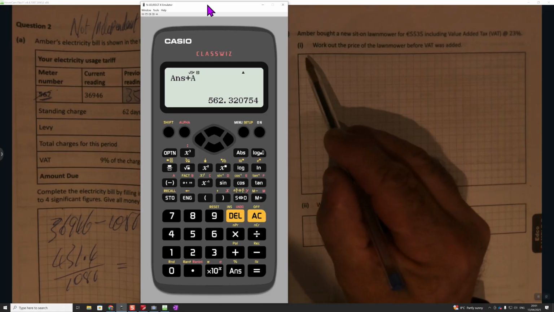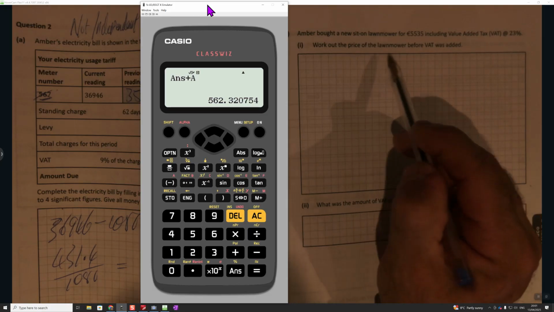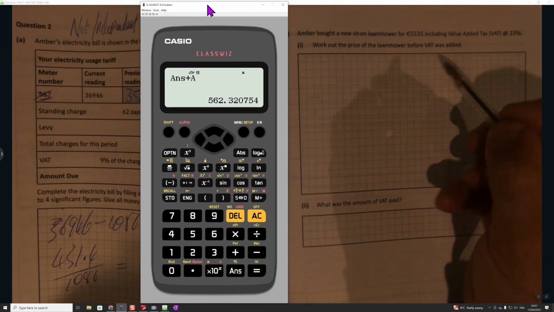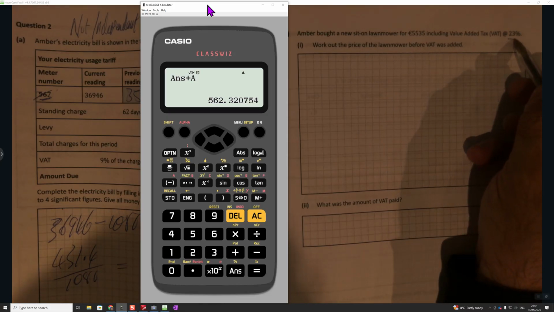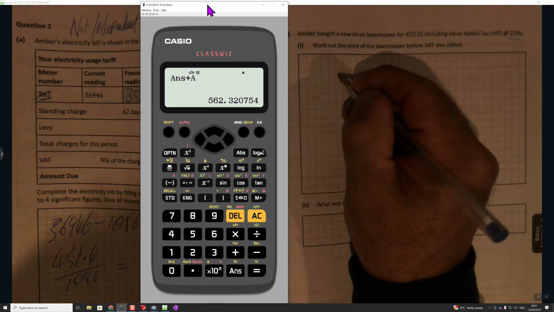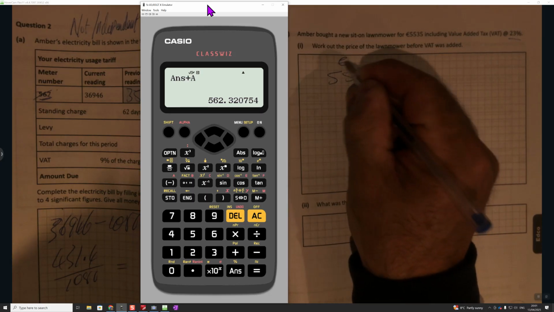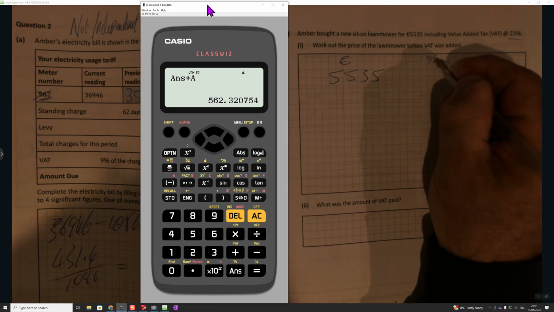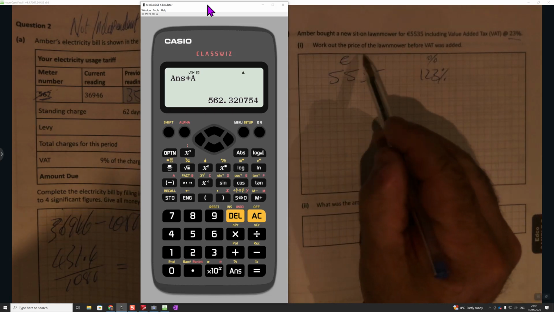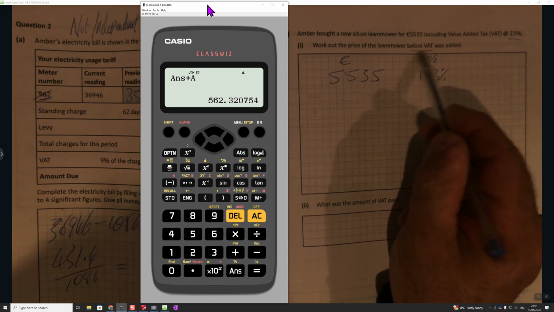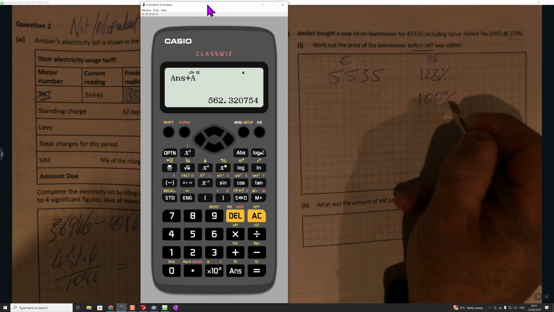So we're on to a totally new question. It's still Amber, but it's a totally new situation. She bought a lawnmower which included VAT added on at 123%. So the 5535 she paid in money for the lawnmower as a percentage was 123%. Work out the price of the lawnmower before VAT. Well, it would have been at 100% before VAT.